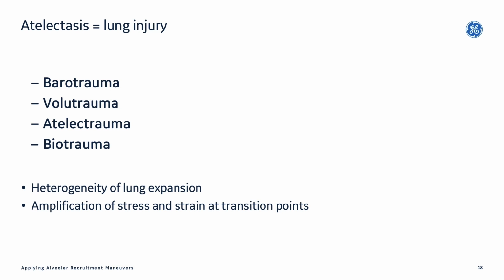In addition, there is heterogeneity of lung expansion, meaning that some areas that are expanding well are adjacent to areas that are atelectatic. And that interface area between those two zones are subject to amplified stress. It's been estimated that the stress occurring at these transition zones can be 3 or 4 times the stress just from the shear forces and strain forces that are occurring on that lung.